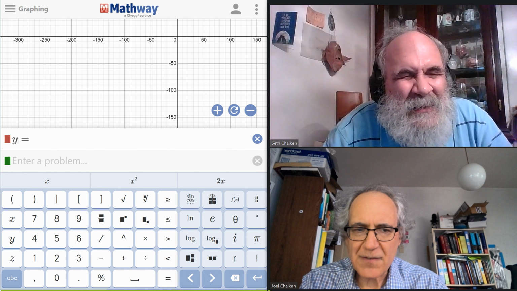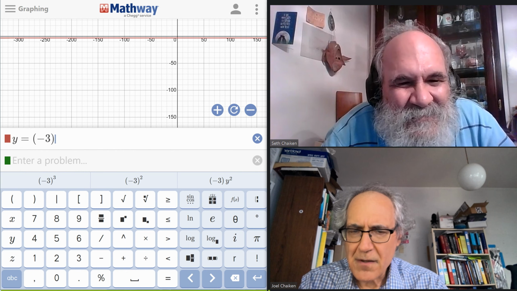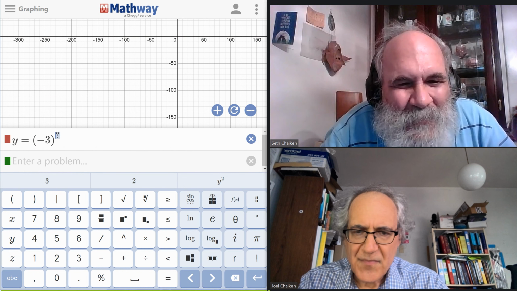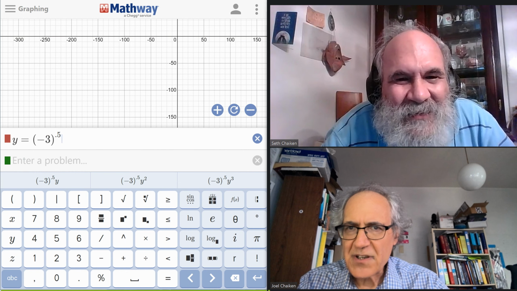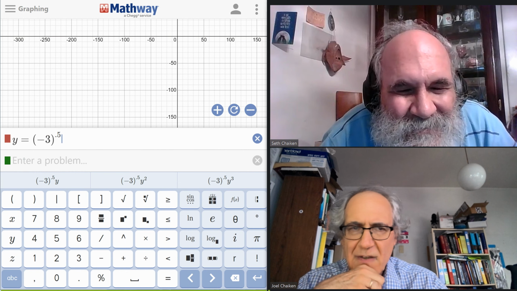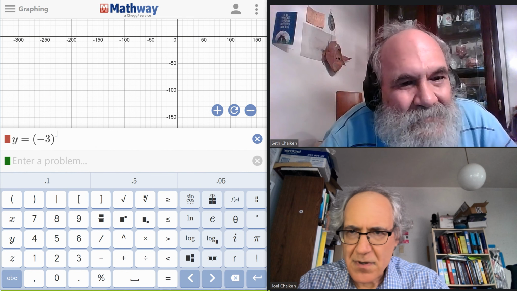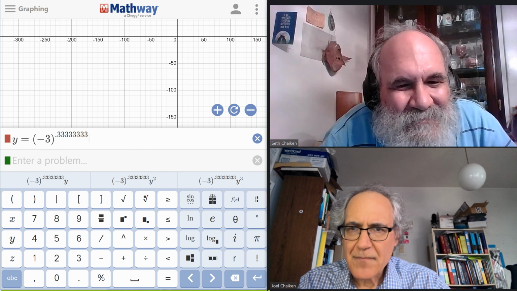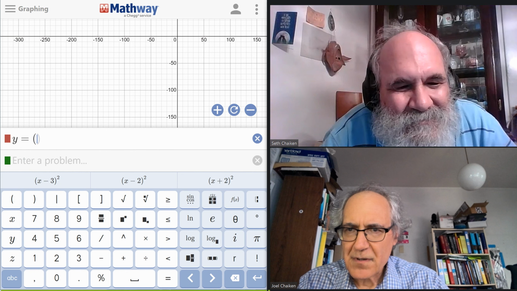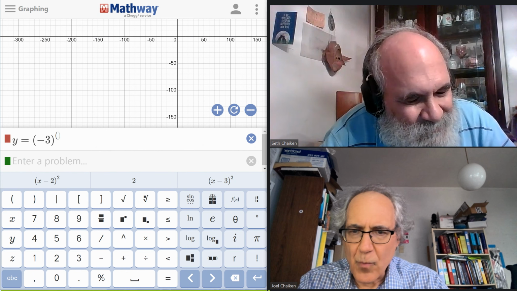That's the square root of 3. It's about 1.7. You said -3 up to the half. There is no square root of -3, but there is a cube root of -3. So -3 up to the 1/3.